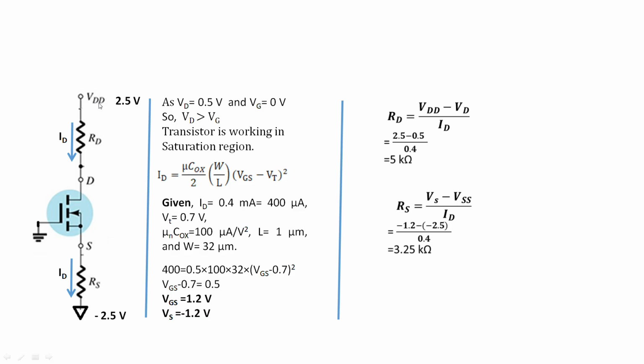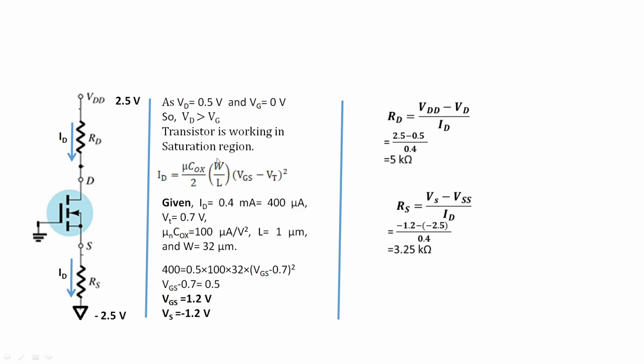Now, this VDD is 2.5 volt and this RS is connected to another supply, that is minus 2.5 volt. At the drain terminal, it has been given that the potential Vd equals 0.5 volt. As Vd is greater than Vg, the transistor will work in saturation region because it will satisfy the condition that VDS is greater than VGS minus VT.